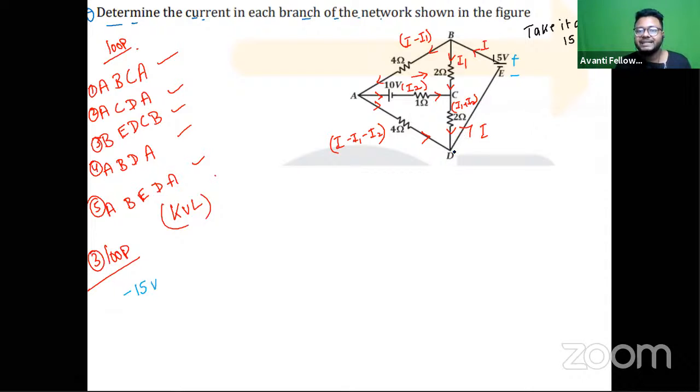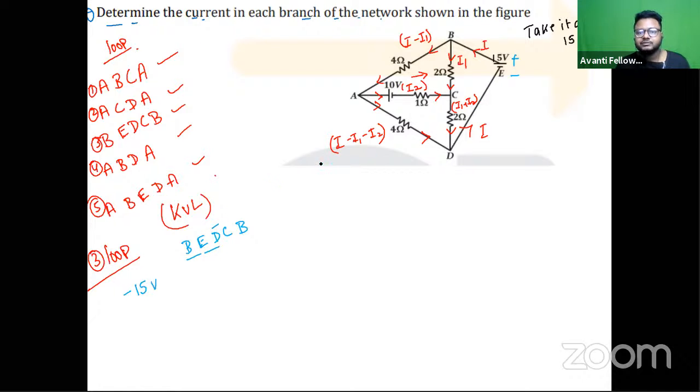Then from E to D, is there anything? No. There is nothing, so you don't have to write anything. Now from D to C. Since the loop is B, E, D, C, B, from B to E we have something, and from E to D they don't have anything.